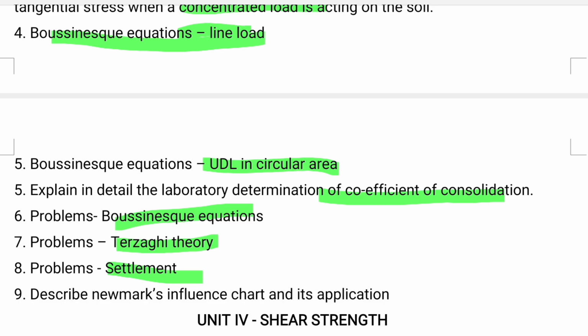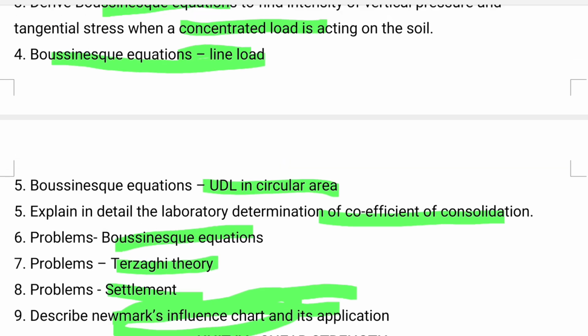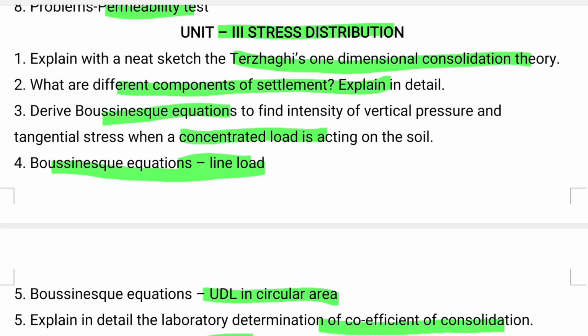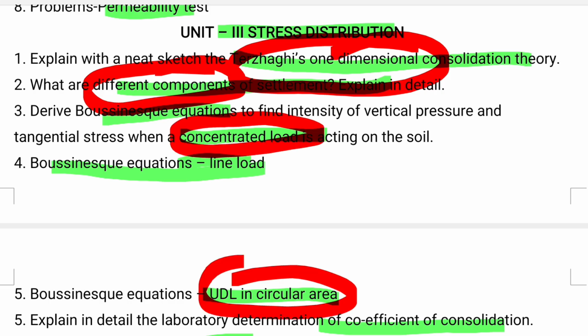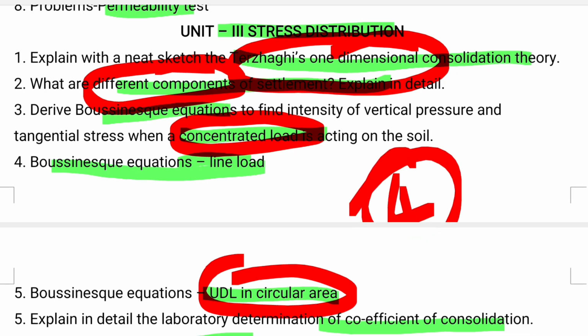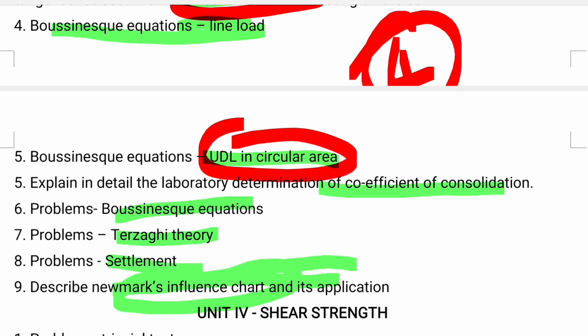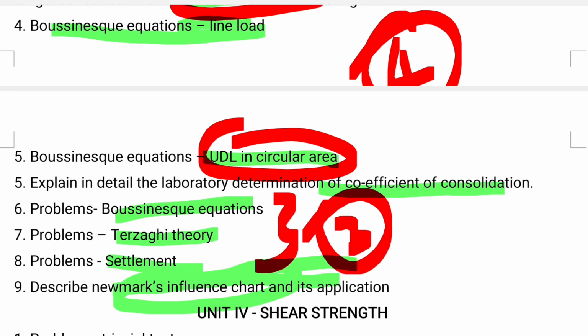Okay, so the next thing is the Newmark influence chart. Some universities omit the Newmark influence chart, while some universities have the Newmark influence chart in the syllabus. Okay, so in this unit, the very important question is Terzaghi one-dimensional consolidation theory. That is the most important question. Then the different components of settlement is also very important. Then Boussinesq's equation for point load, then Boussinesq's equation for circular load. Okay, so these 4 questions are most important. Then we have to study well for these 3 problems: problems related to Boussinesq's equation, Terzaghi theory and settlement.